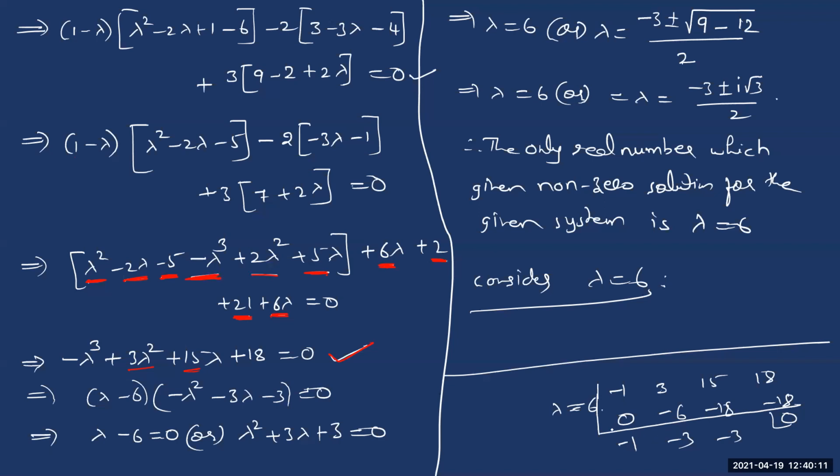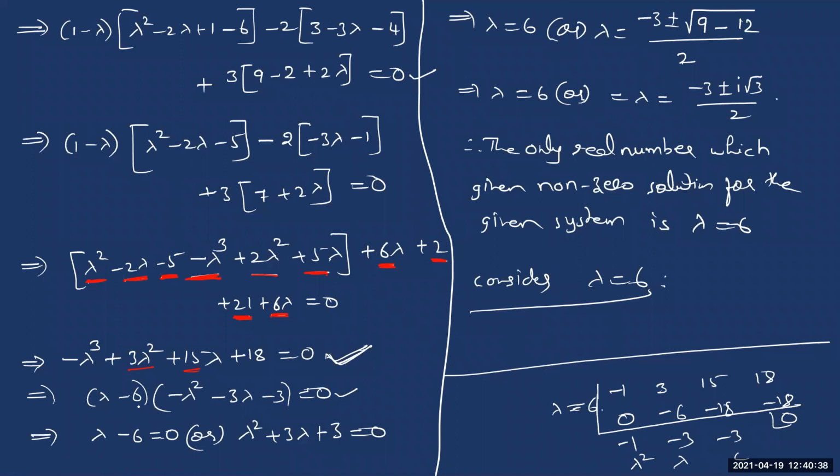So that's how you see it. When you have lambda is equal to 6, and these kinds of expressions, this is the coefficient of lambda square, this is the coefficient of lambda, and this is the constant. Now this expression can be written as lambda minus 6 into minus lambda square minus 3 lambda minus 3. This cubic expression can be written as a product of these two terms.